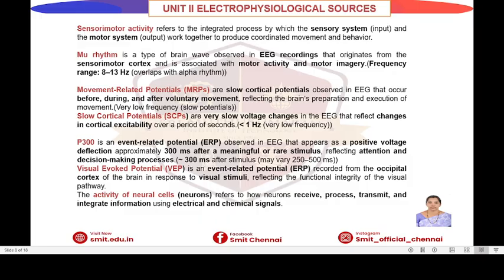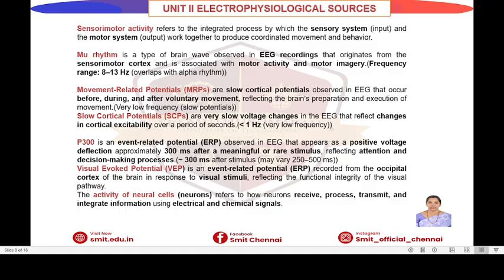Movement related potential is a slow cortical potential observed in EEG that occurs before, during and after voluntary movements. What is SCP? It is a very slow voltage change in the EEG, which is less than 1 hertz. What is P300? Potential 300 is a positive voltage deflection, which occurs approximately 300 milliseconds after the stimulus.